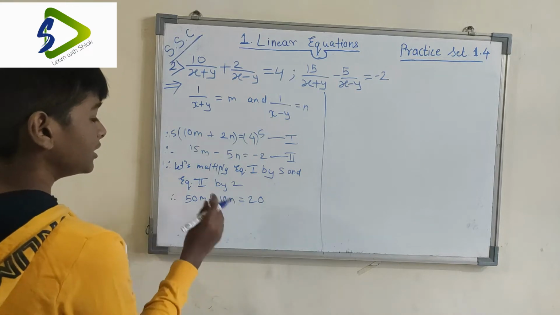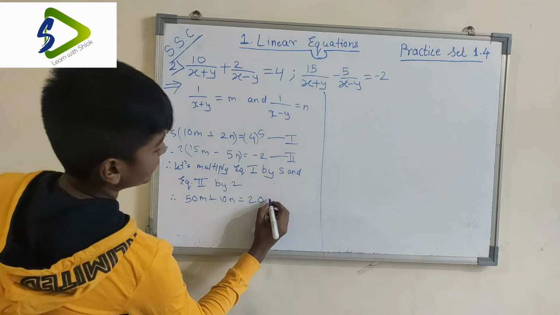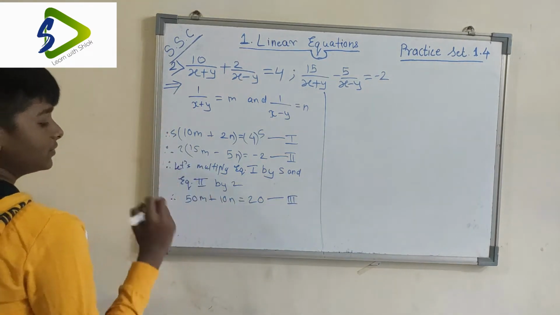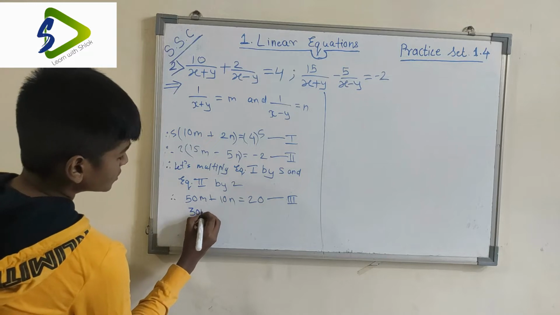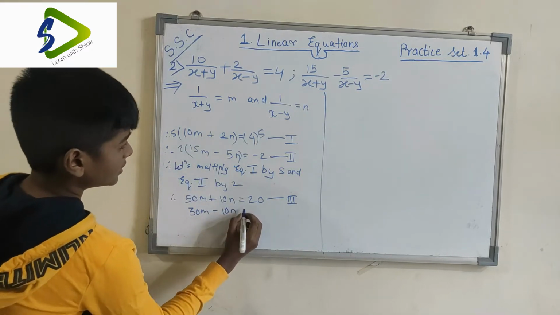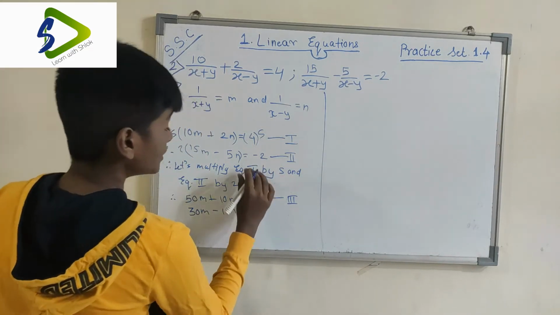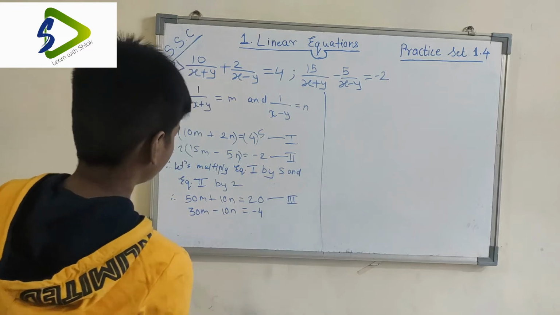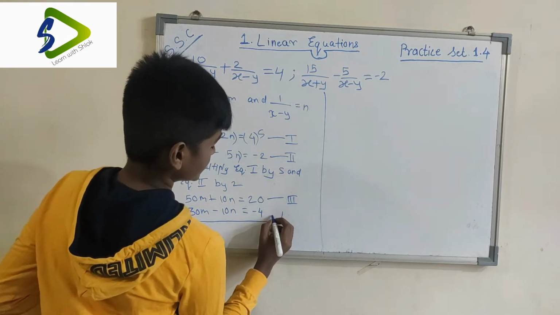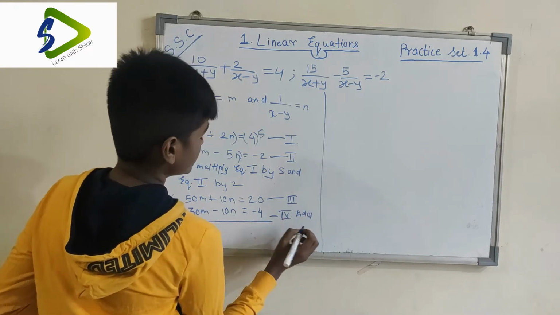And when we multiply equation 2 by 2, first let's consider the previous one as the third equation. Now let's multiply this by 2. 2 times 15 is 30m, so 30m minus 2 times 5 is 10n is equal to 2 times minus 2, which is minus 4. And now what we can do is add these equations. Let's consider this as the fourth equation, and let's add these equations.